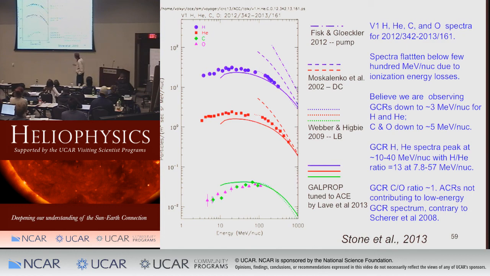This is MeV per nucleon, so out to a GeV. And these are the, what is this? Yeah, hydrogen, helium, carbon, and oxygen. And so, again, these had never been seen before.